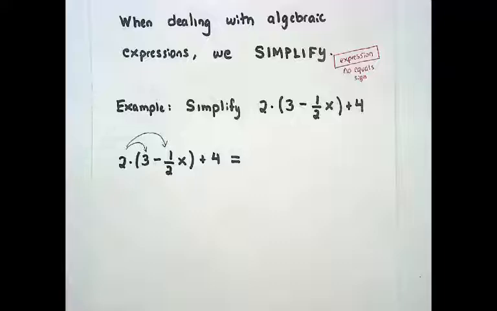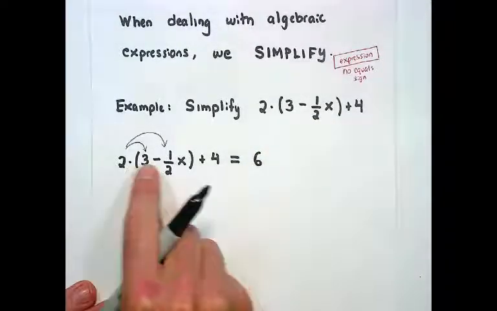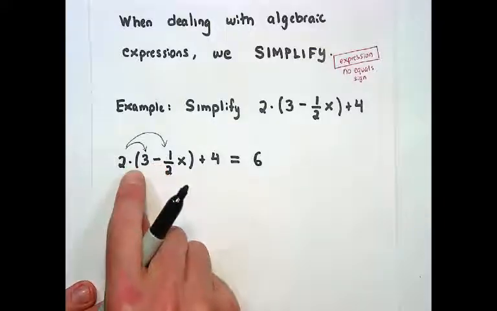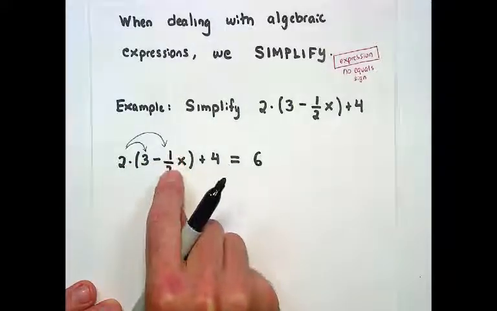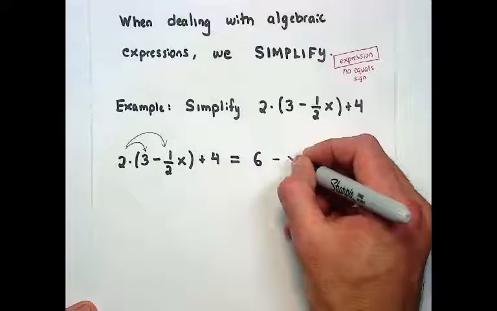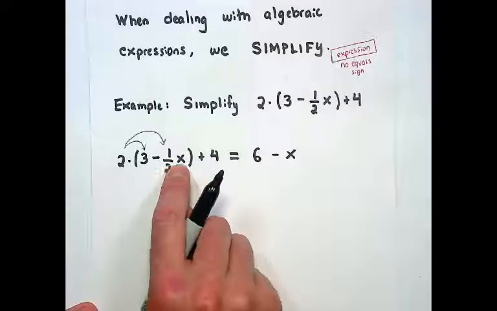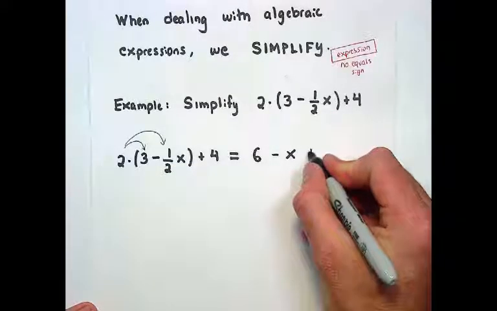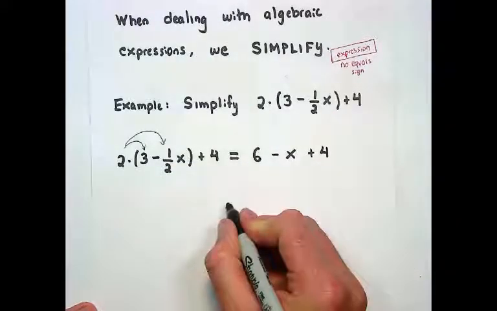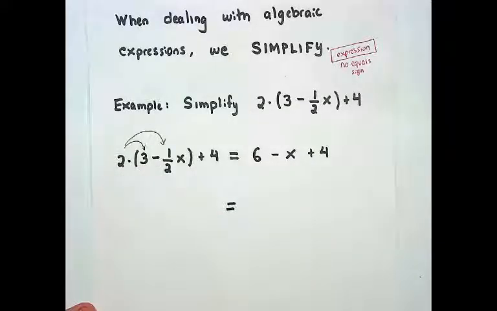2 times 3 is 6. 2 times a negative 1/2, well, that would be 2 times 1/2. Well, 2 times 50 cents is $1, right? But there's a negative in there. So now I've got 2 times negative 1/2 is negative x. And then I just got to track that 4. So there what I've done is I've distributed that 2 out.